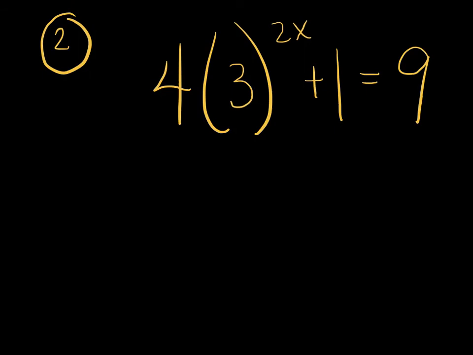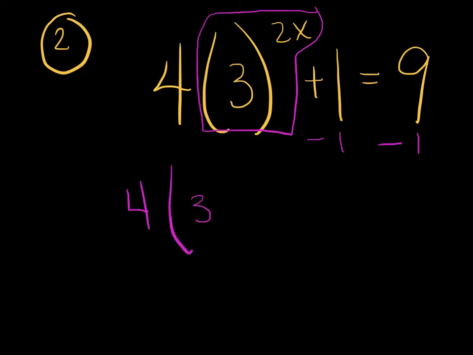Alright, example 2. 4 times 3 to the 2x plus 1 equals 9. So self-talk first. This is exponential because I have an exponent, and that exponent is strictly sitting on the 3. So our goal is to isolate the exponential. Who are you going to move over first? And the order is important. You can't just do what you want. You got to go in order of operations here. We're first going to subtract the 1 over. So I've got 4 times 3 to the 2x equals 8.